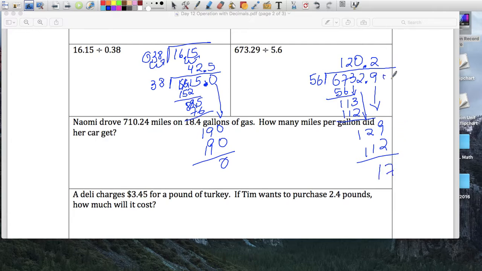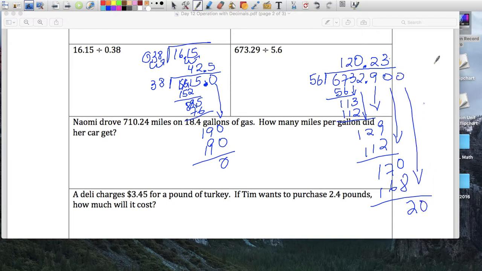And I'm going to add a 0, see if I can help you out here. 56 going into 170 3 times. 3 times 6 is 18, carry the 1. 3 times 5 is 15, 16. 2 left over. Bring another 0 down.